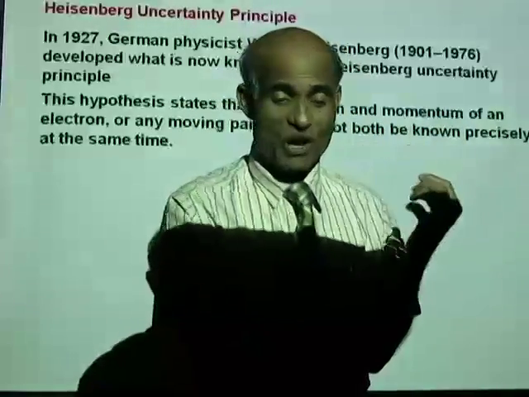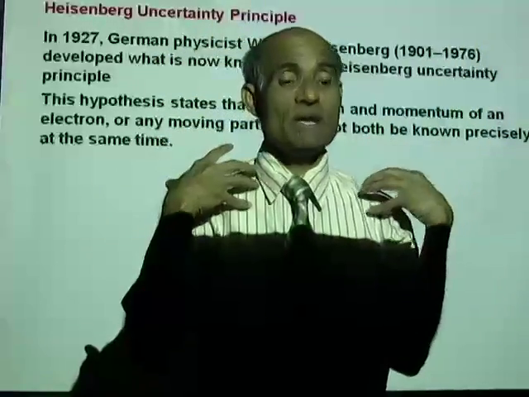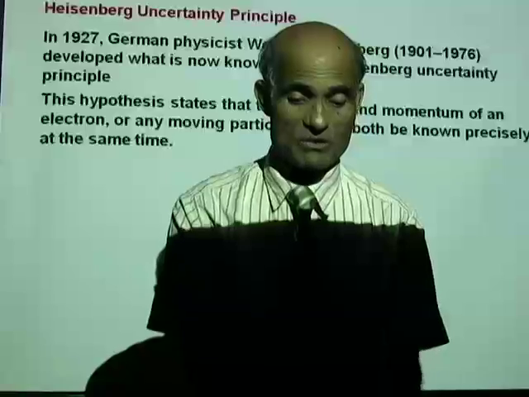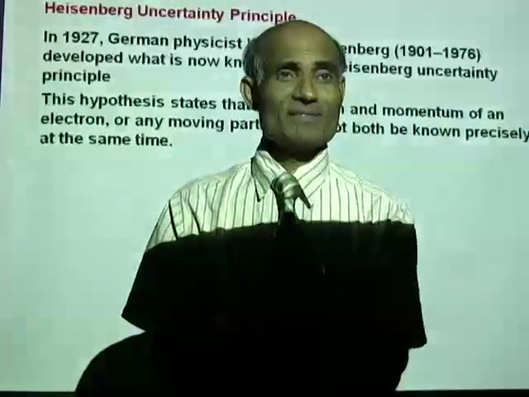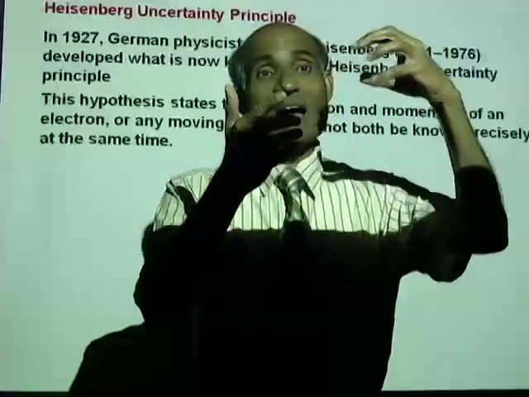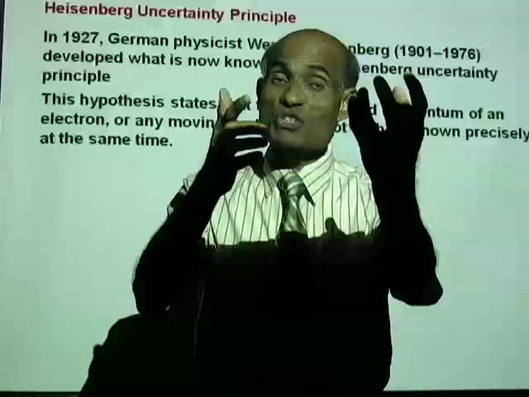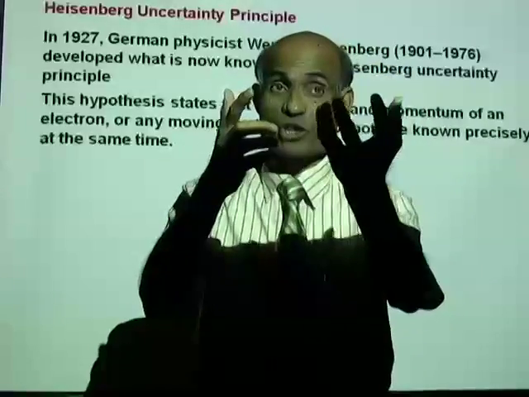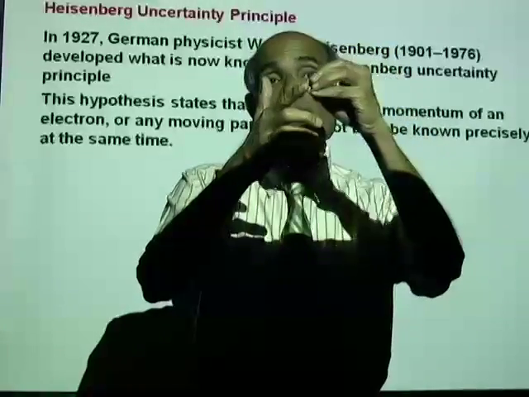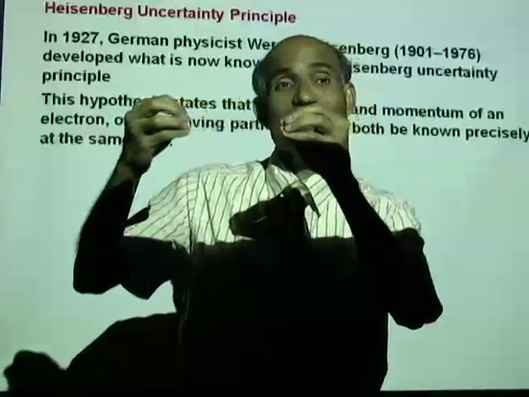Well, if I turn off this projector, you can see it is the light of the projector that makes you see me. If I turn off this projector now, you will not be able to see me. So if I have to locate an electron, I have to project a beam of light onto it. But light consists of these energy packets called photons, isn't it?